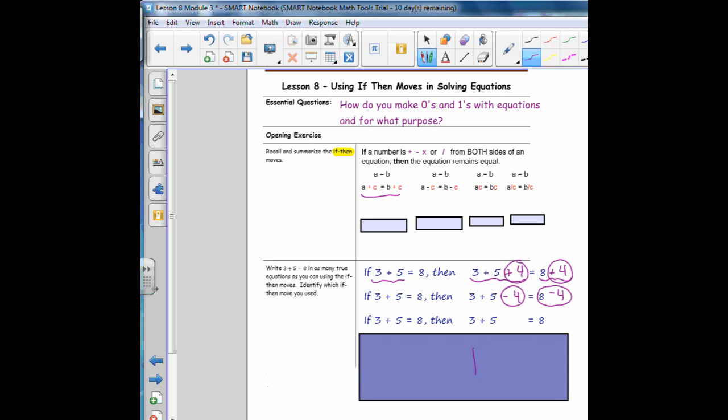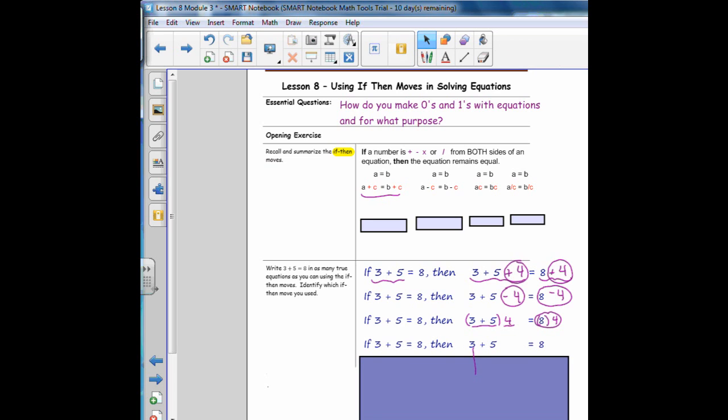We can also use this with multiplication. Multiply both sides of the equation by a number, and we'll keep using 4. 4 times 8 is 32. 3 plus 5 is 8, times 4 is 32. So the equation remains equal.